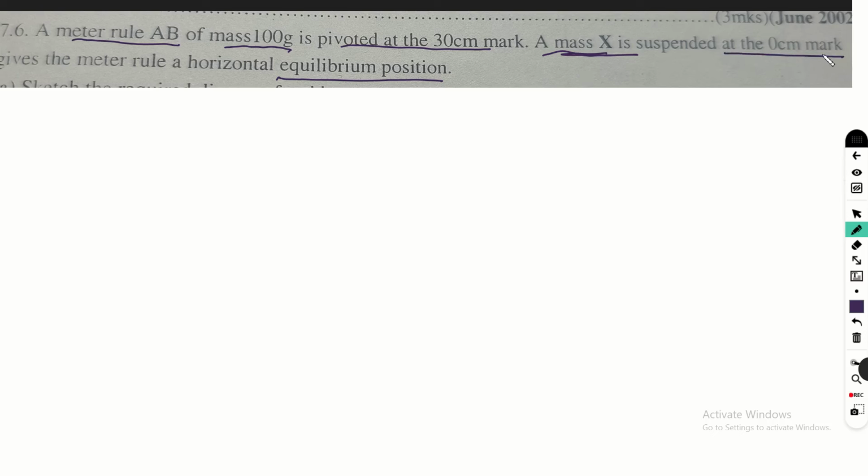So the first thing is that we have to draw our ruler. Let's say it's AB. They said it's pivoted at the 30 centimeter mark. They're not giving us the length of the ruler. It says pivoted at the 30 centimeter mark. Okay, they said it's a metal rule.